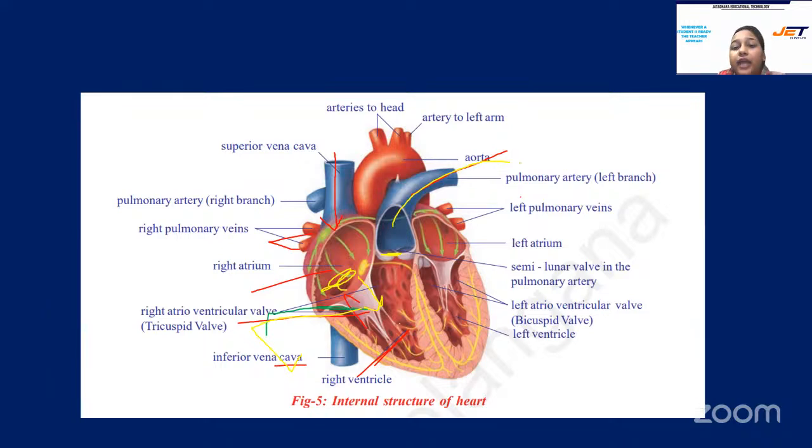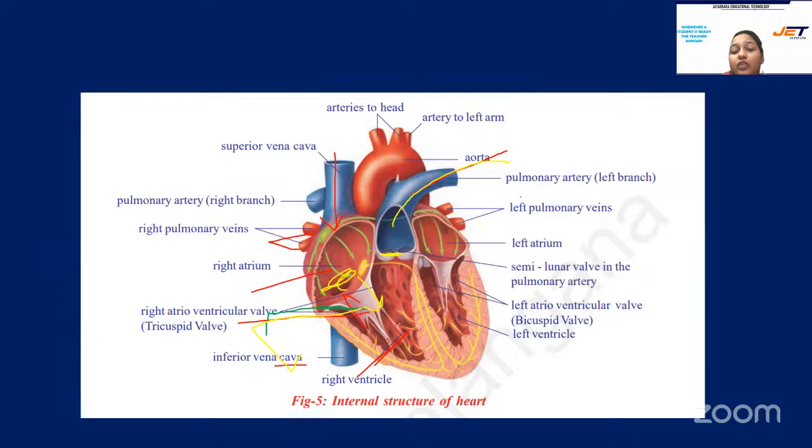Understood? After that, what will happen? That oxygenated blood will be transported to the heart again. You can see the left pulmonary veins are there, right? These veins will bring that oxygenated blood back to the heart. And again it will fall into the left atrium, which is guarded by the bicuspid valve.